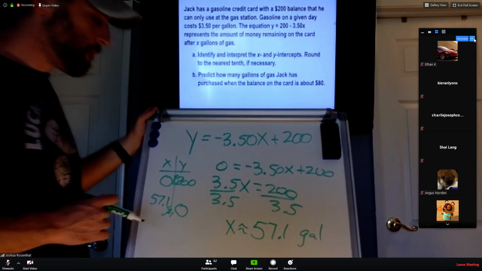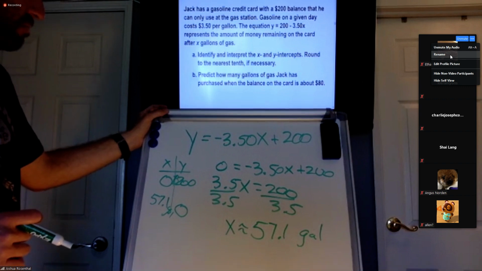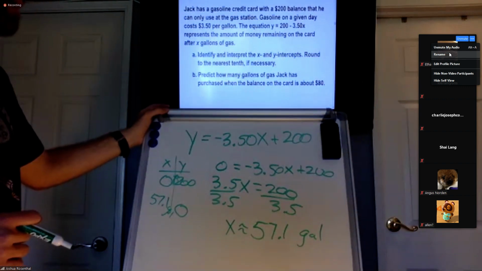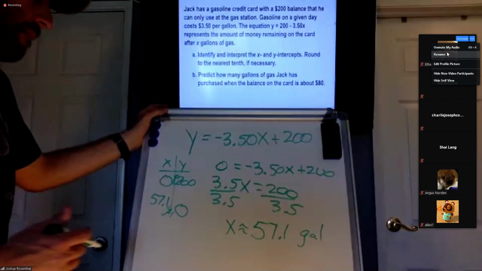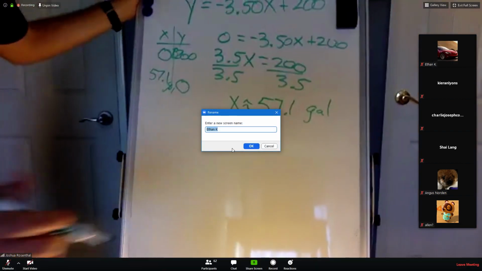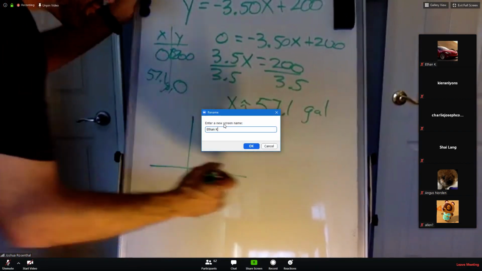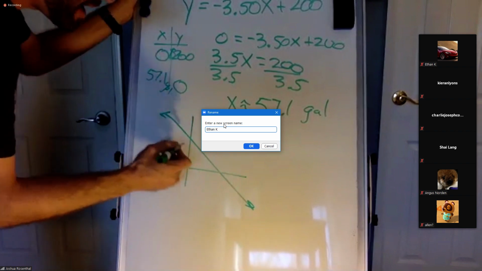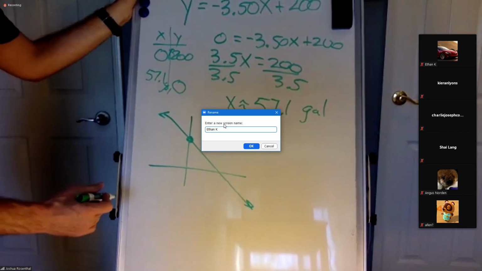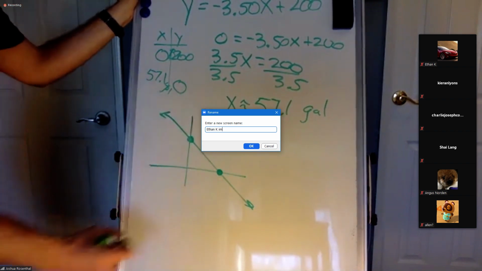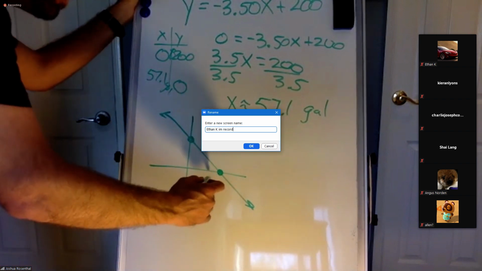Yes. Why did you put a 0 as the Y? Because that's what an X-intercept means. When you have a graph, where a line hits the Y-axis is the Y-intercept, where it hits the X-axis is the X-intercept. The Y is 0. Hold on.